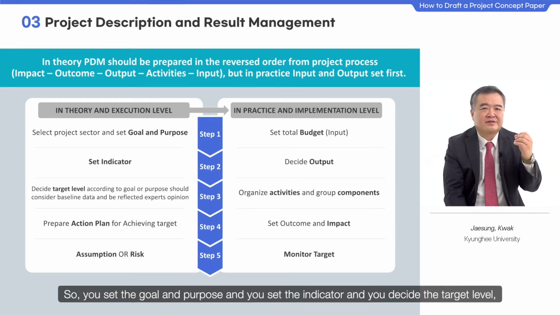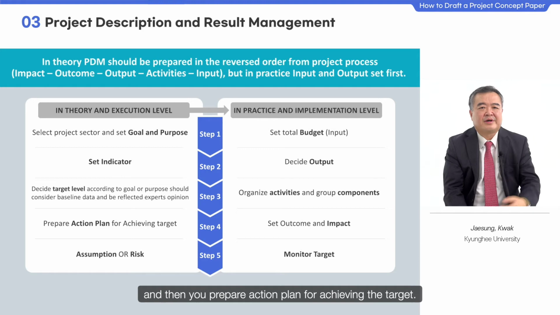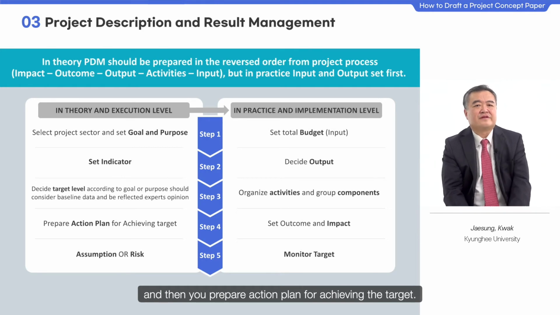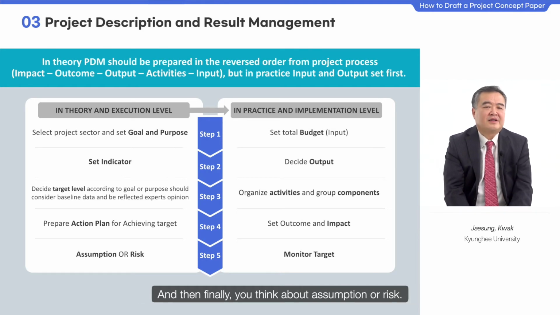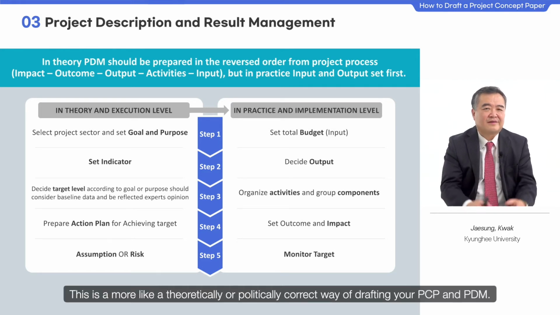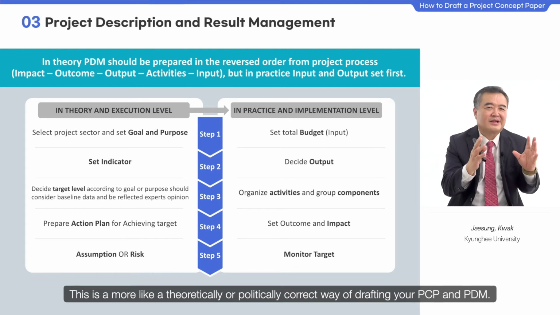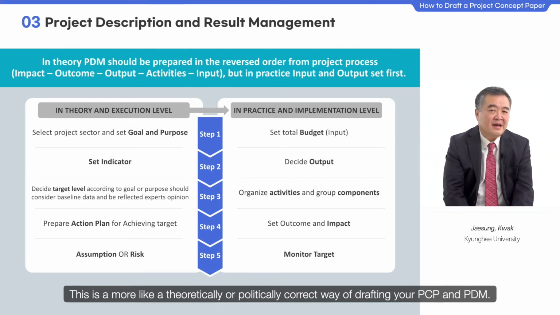So you set the goal and purpose, and you set the indicator, and you decide the target level, and then you prepare an action plan for achieving the target. And then finally, you think about assumptions or risks. This is more like a theoretically or politically correct way of drafting your PCP and PDM.